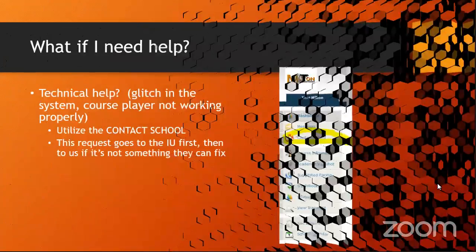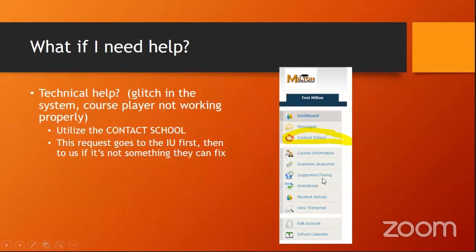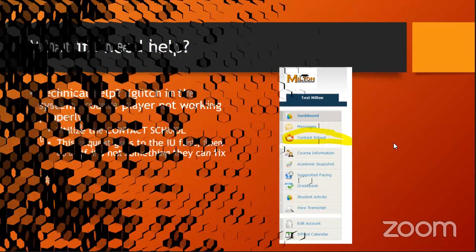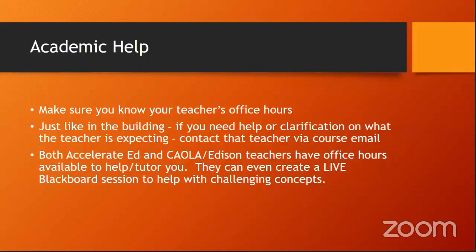So if you need help, first line of defense on your dashboard is contact school. They are there to do any technical pieces. If something's not working properly, they're your first line of defense. If you need academic assistance with your lessons, contact your teacher. They have office hours available, and they do have tutoring hours available. They can get you on a live session and open up a Blackboard screen, and you guys can work side by side on whatever assignment you're having trouble with.